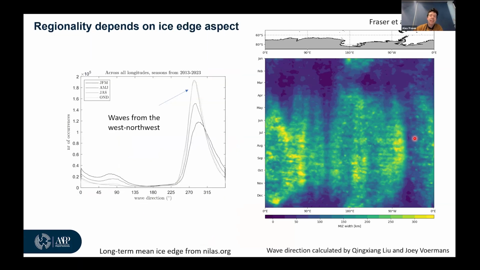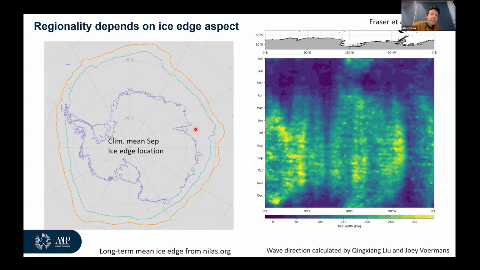Talking a little bit more about the regionality, I want to explain why there are regions of very deep MIZ right next to regions of fairly shallow MIZ. And I think I finally understand this. We need to talk about the directionality of the incoming waves. Pretty much everywhere in the Southern Ocean at all times of the year, we get waves from the west-northwest. This is analysis provided by Jin Xiang Liu and Joey Vormans from University of Melbourne using WaveWatch III to show the directionality of these waves. This is taken 1 degree north of the ice edge.